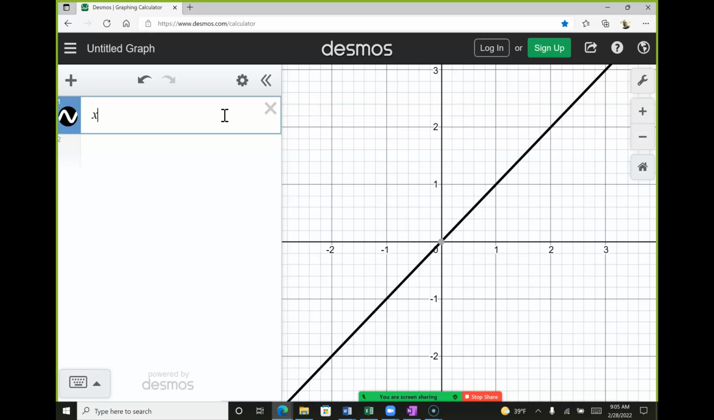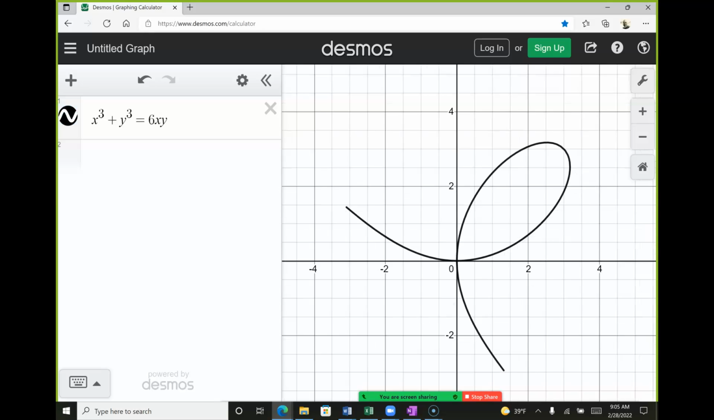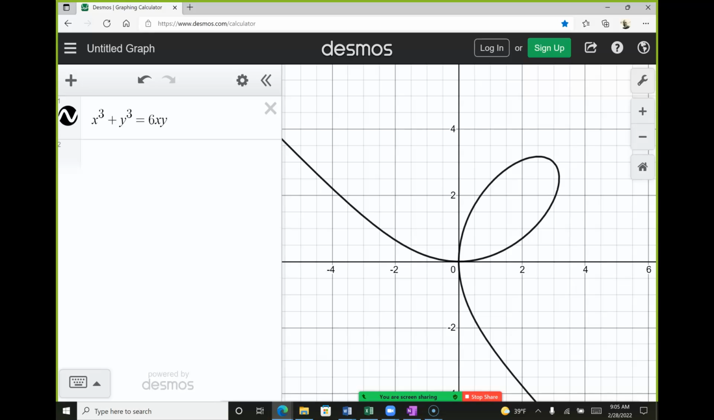X cubed plus y cubed equals 6xy. Now, one of the things that's interesting about this is it's not a function, right? We've got issues here, right? So not a function, so how do I do anything with it? Well, implicit allows me to. Changing things to polar allows me to. Changing things to parametric allows me to. So there's lots of little tricks that we've been learning throughout pre-cal to allow us to work on this thing as if it were a function, even though it isn't.